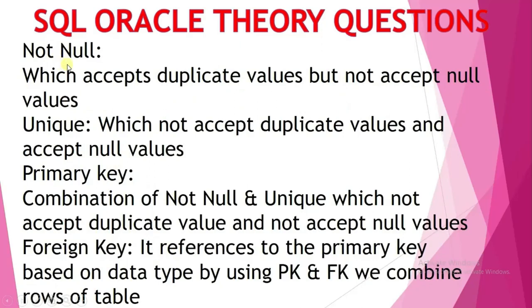Not null accepts duplicate values but does not accept null values. Unique does not accept duplicate values but accepts null values. Primary key is a combination of both not null and unique, so it does not accept duplicate values and does not accept null values either. Then what is foreign key? Foreign key references the primary key. Based on data type, by using PK and FK, we can combine the rows of the tables.